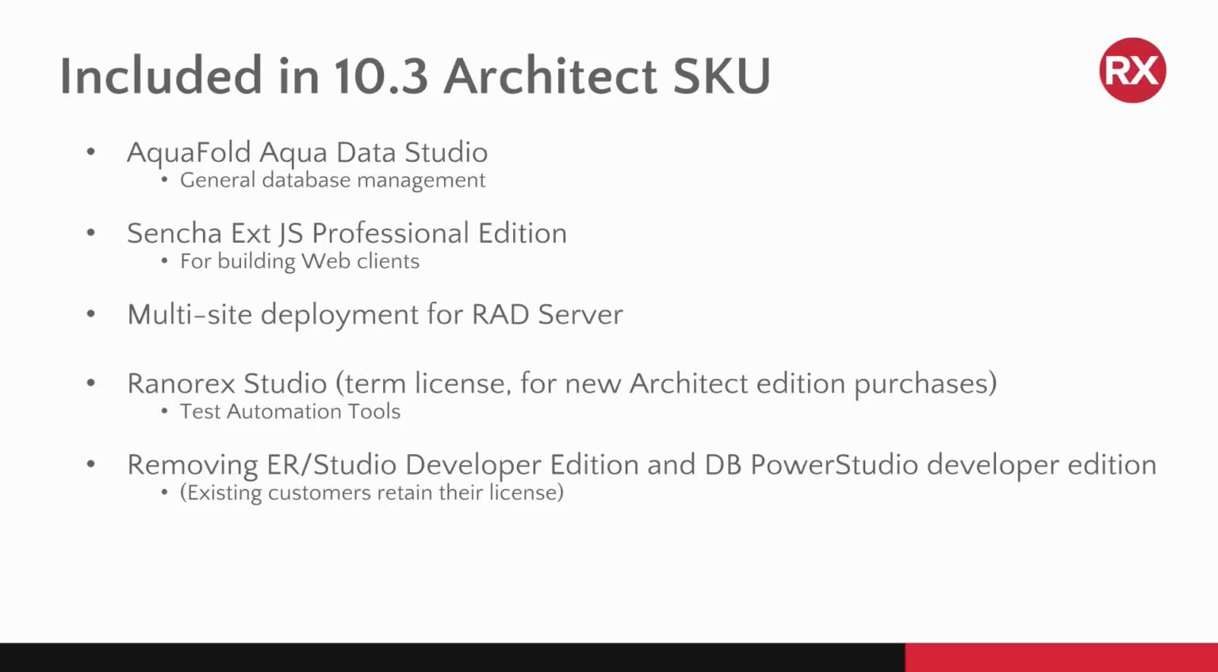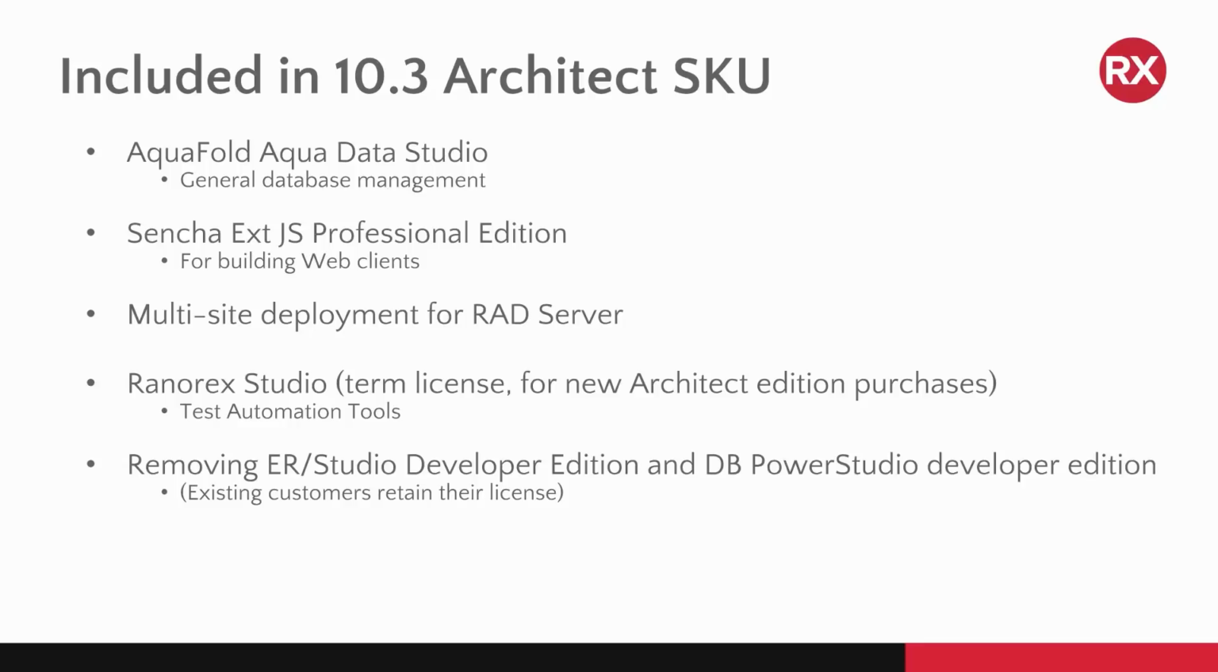One is Aqua Data Studio from Aqua. It's a database management tool. A license for Sencha Ext JS Professional Edition for building web client applications with the Ext JS JavaScript library. The multi-site deployment license for RAD Server that I'll highlight later. And for new Architect Edition purchases only, a license of Ranorex Studio, a term license for Ranorex Studio, which is a test automation tool also going to cover in this webinar.